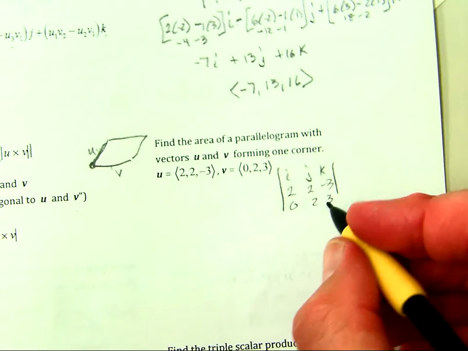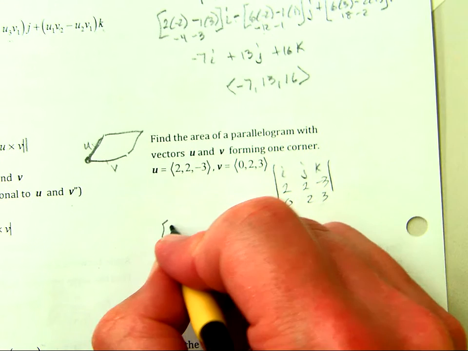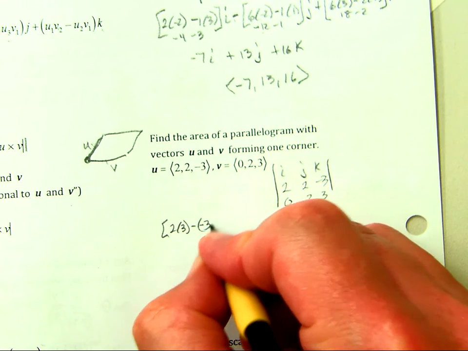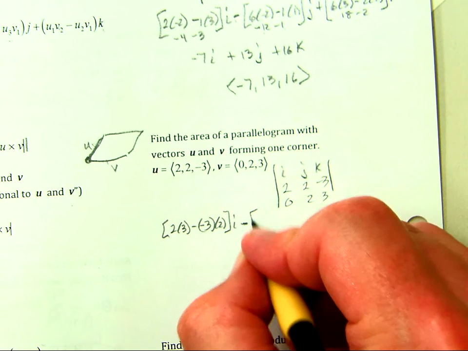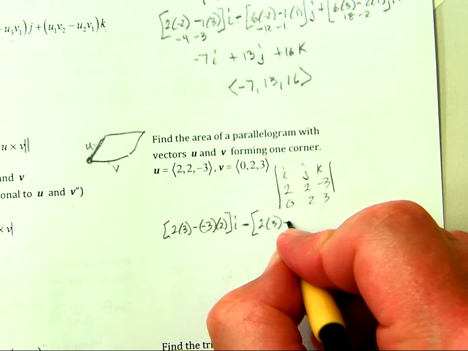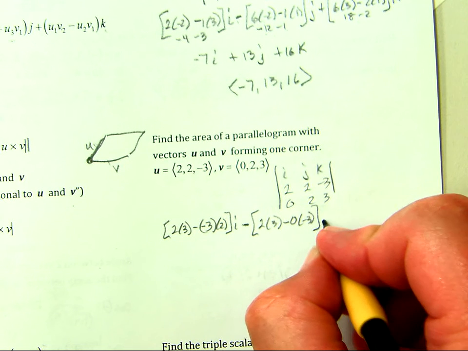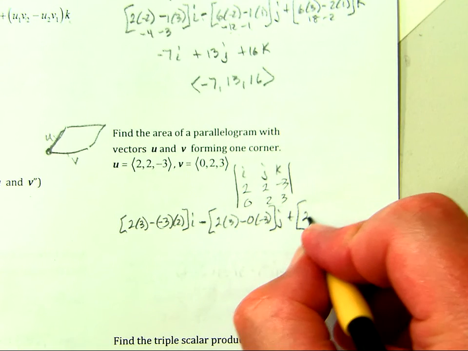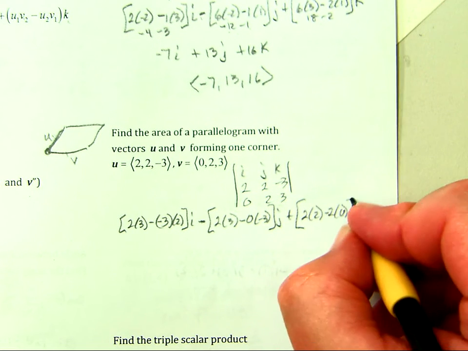So if we work that out, for i, we're going to do the lower 4. So 2 times 3 minus negative 3 times 2. That's our i. Minus, for j, it's the outside 4. So 2 times 3 minus 0 times negative 3. That's our j. And then for k, it's the lower left. So 2 times 2 minus 2 times 0 for k.